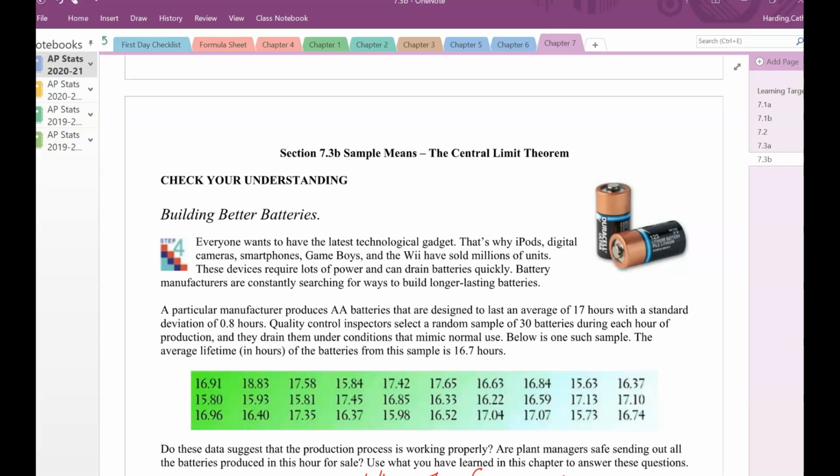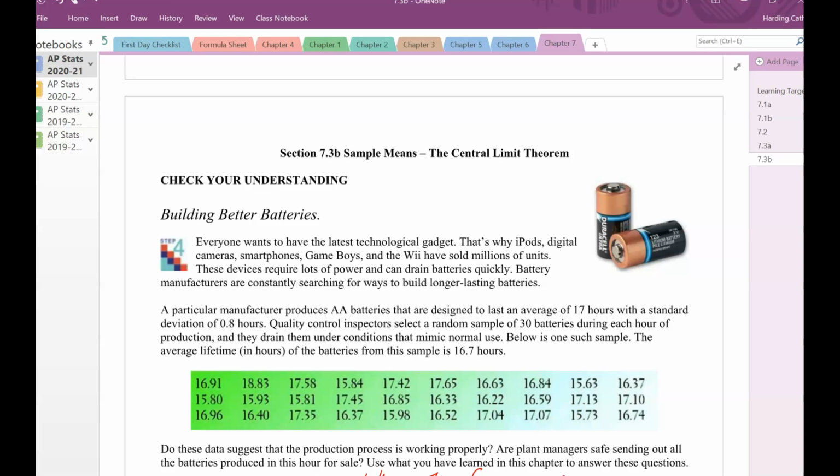It says everyone wants to have the latest technological gadgets. That's why iPods, digital cameras, smartphones, Game Boys, and the Wii have sold millions of units. These devices require lots of power and can drain batteries quickly. Battery manufacturers are constantly searching for ways to build longer lasting batteries. A particular manufacturer produces AA batteries that are designed to last an average of 17 hours with a standard deviation of 0.8 hours. Quality control inspectors select a random sample of 30 batteries during each hour of production, and they drain them under conditions that mimic normal use.